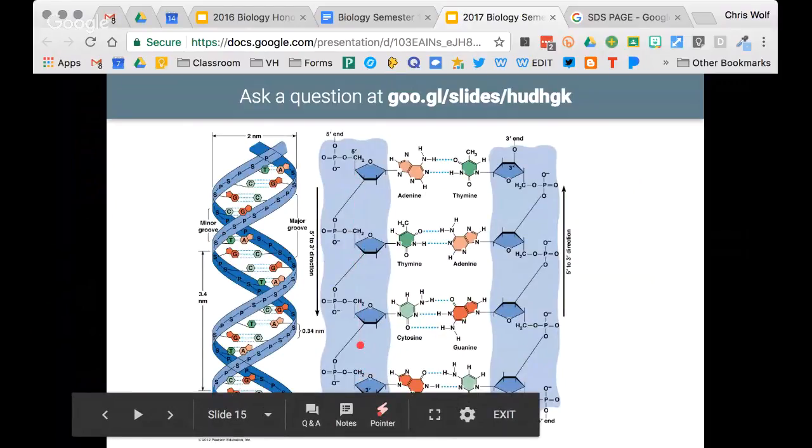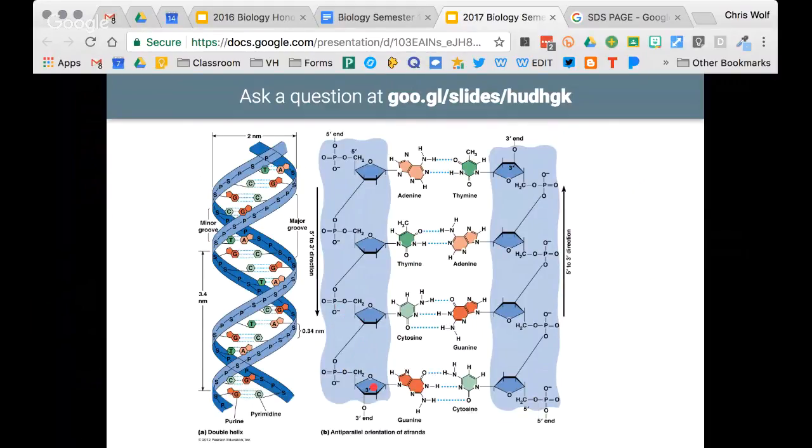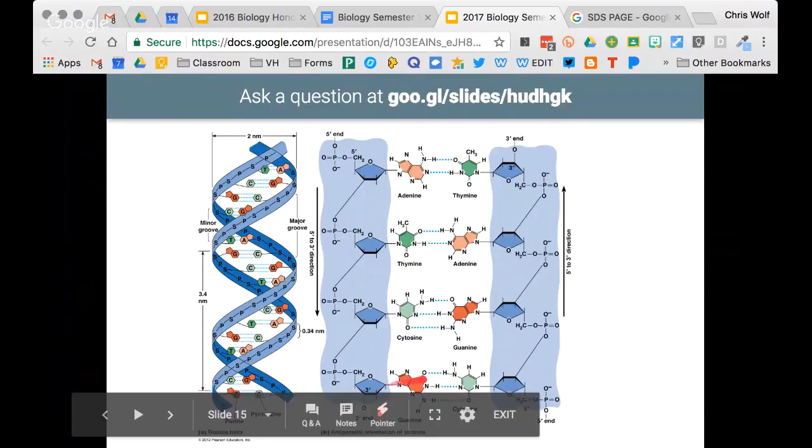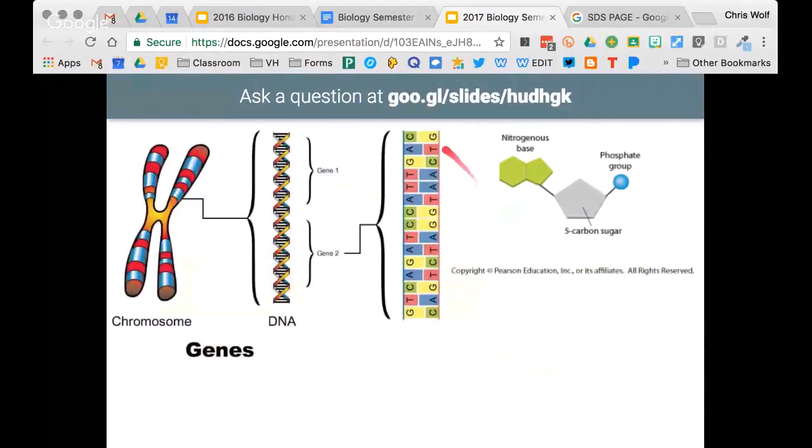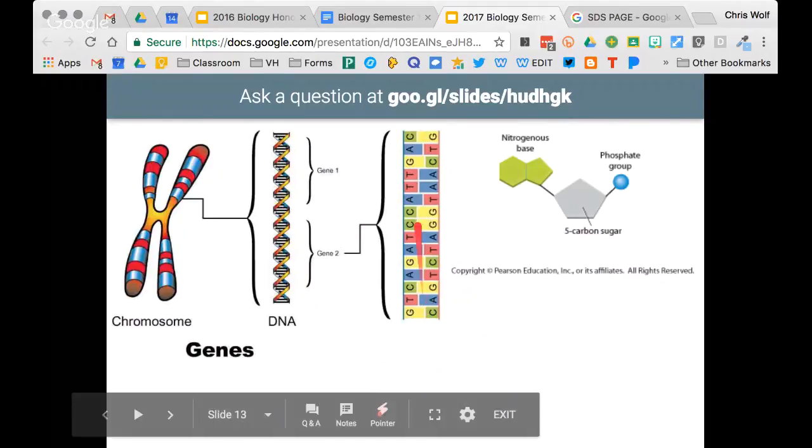So it's pretty boring, though. It's just phosphate, sugar, phosphate, sugar, phosphate, sugar, phosphate, sugar. Not very exciting. It's more structural, kind of gives it its shape. It holds everything together. The exciting part is the nitrogen bases found in the middle, like the rungs of our ladder model. So it's these nitrogen bases, the A's, the T's, the G's, and the C's, that make up the code. So the actual code is found in the order of these nucleotides, and that's a very important concept.